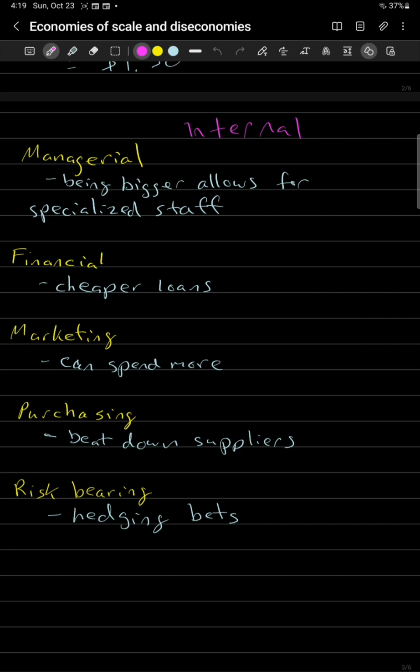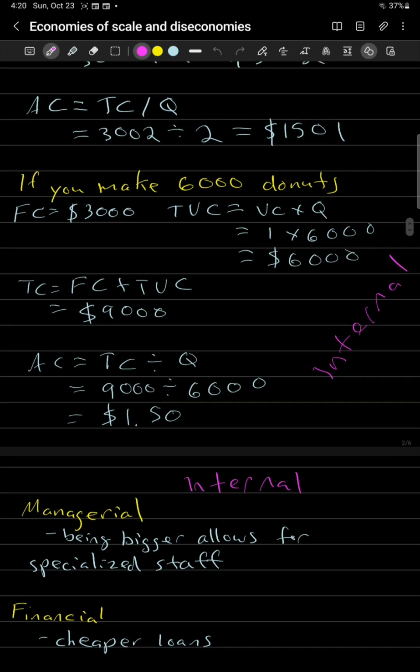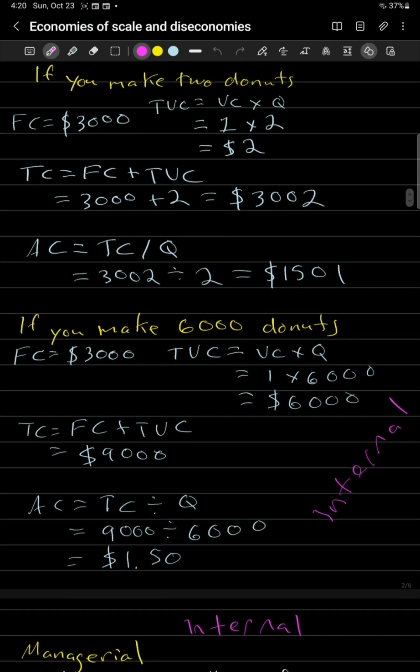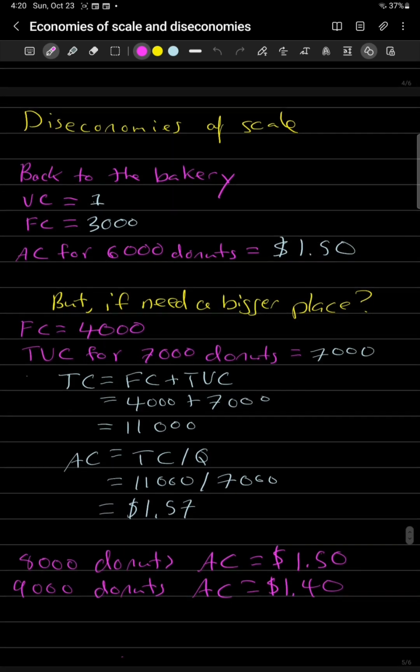Anyway, this is internal diseconomies of scale. But the one you really need to know, though, is that one there. Sorry, it was this one here. That's the main one you need to know.